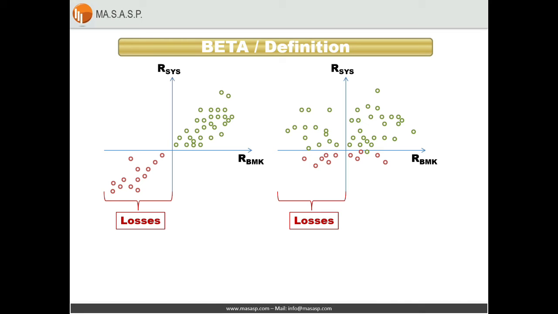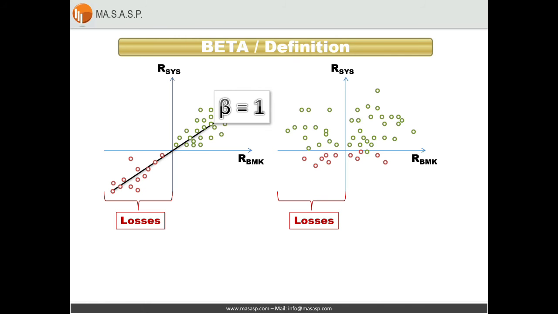Let's start from the illustrative system on the left. We see that when the market carries a loss, the system carries a loss too, and when the former carries a profit, the latter carries a profit too. That is an example of a system with a beta equal to 1, meaning high correlation to the market.